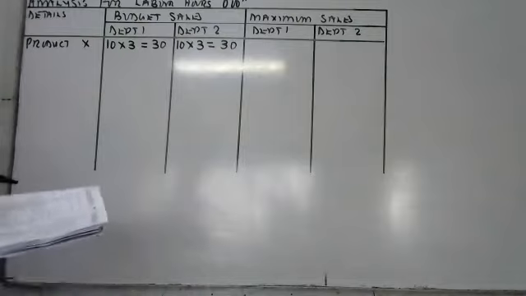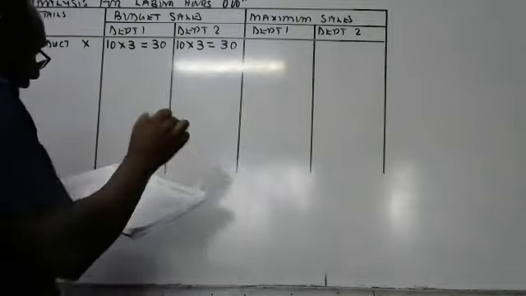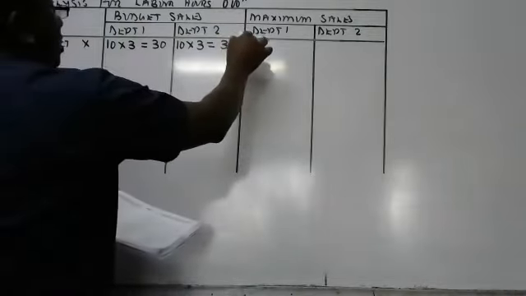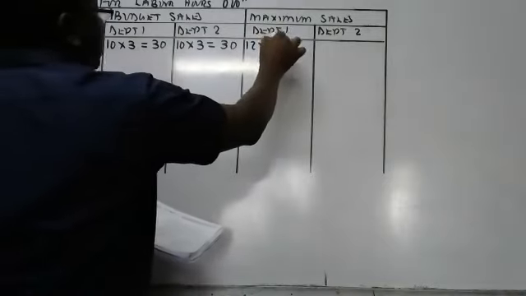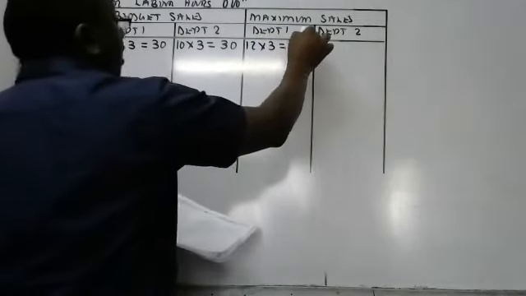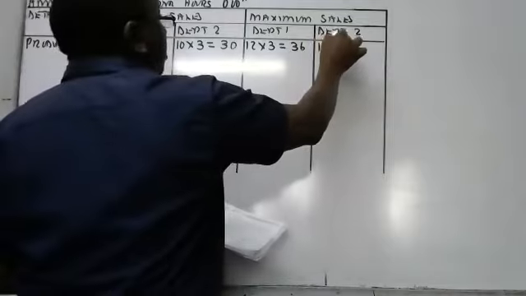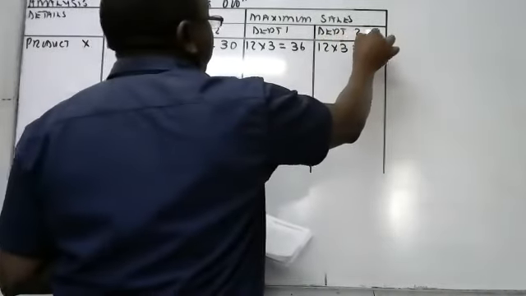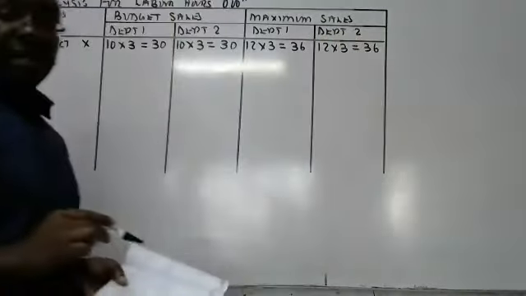When you go to the maximum, X will require 12,000. So 12 times 3 is 36. And 12 times 3 also is 36. That is as per the maximum.